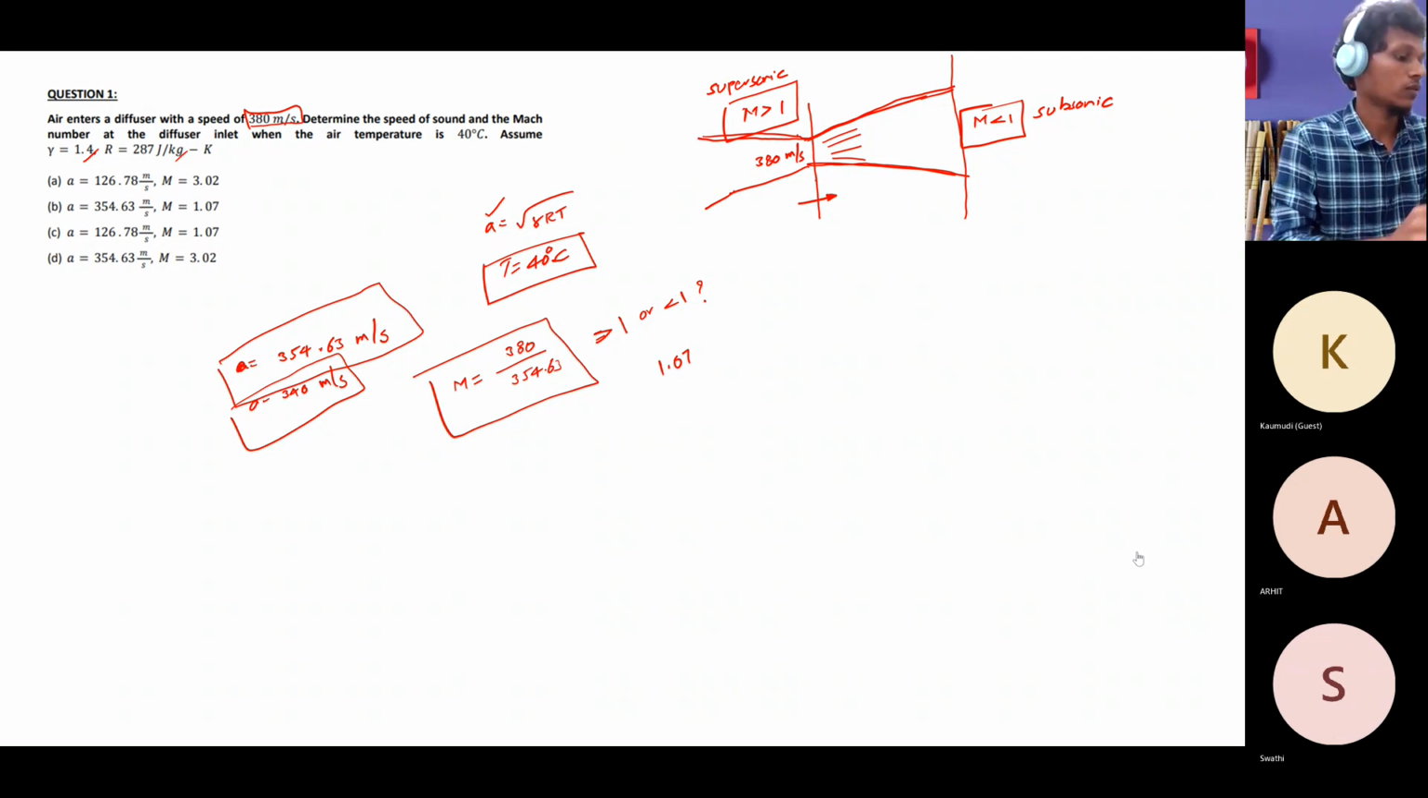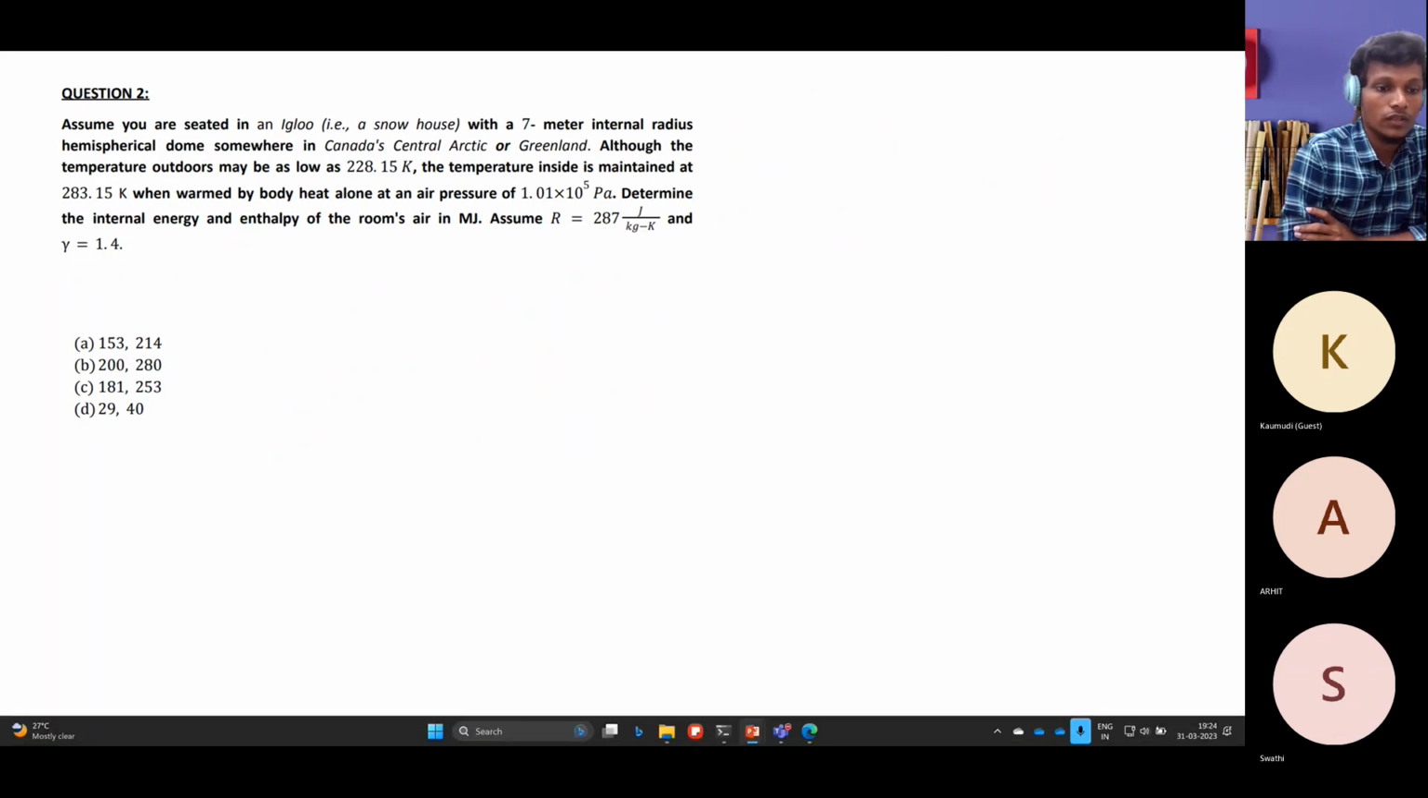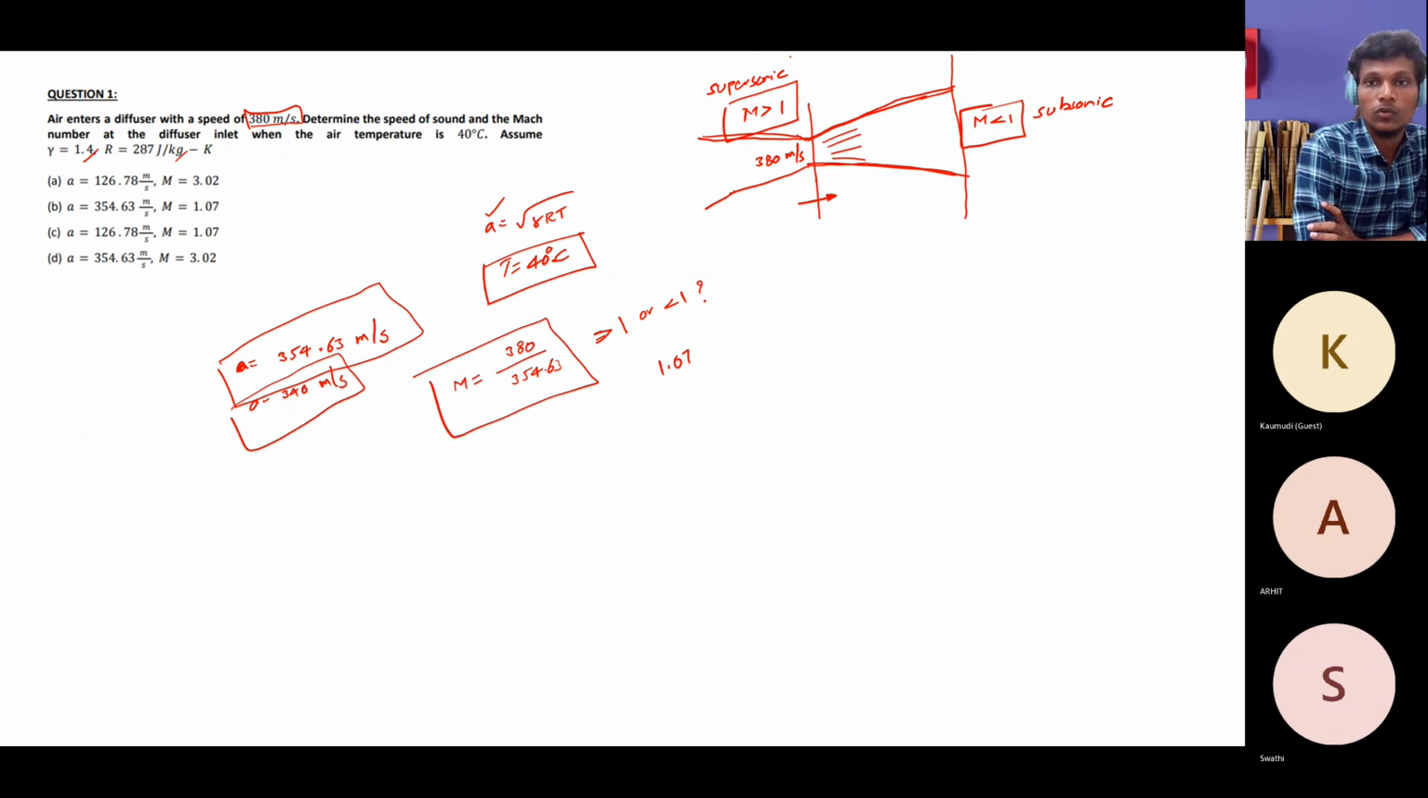Then a normal shock wave should form inside this. So I think I just revealed the answer. You are able to now see this: a normal shock wave should form somewhere in the diffuser section. This is a normal shock wave. Is it clear? Yes, sir, got it.